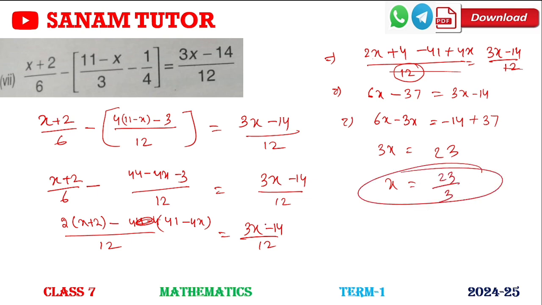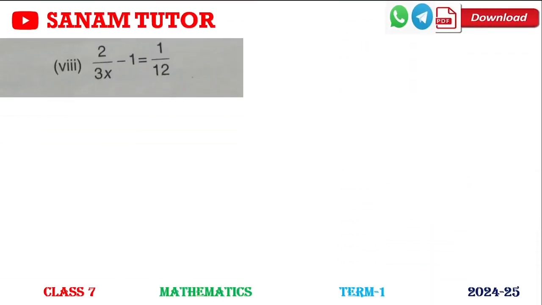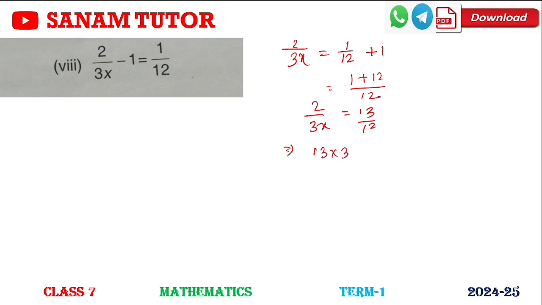So completed. Next question, 2 by 3x minus 1. So first we can write 2 by 3x equal to 1 by 12 plus 1. Any doubt? So take LCM as 12, 1 plus 12, that is 13 by 12. Here is 2 by 3x. Now cross multiply, 13 into 3x equal to 2 into 12, 39x equal to 24. So x equal to 24 divided by 39. So 3 8 ja, 3 13 ja, so answer is 8 by 13.